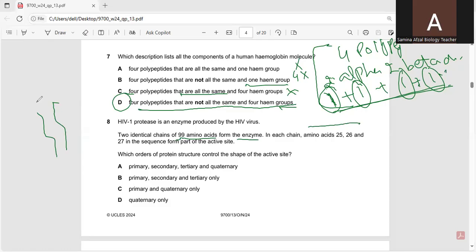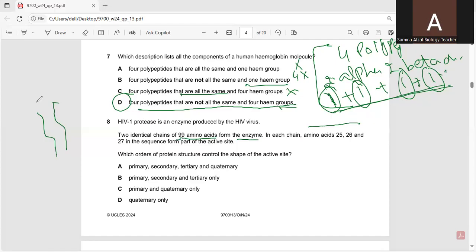Active sites are where the substrate attaches itself to the enzyme. So this is for the attachment. So the question is, which order of protein structure controls the shape of the active site? So there should be a proper sequence. And hemoglobin is a globular protein which is found in the red blood cells, and it is responsible for the transportation of oxygen to the different parts of the body. So it is a quaternary structure.